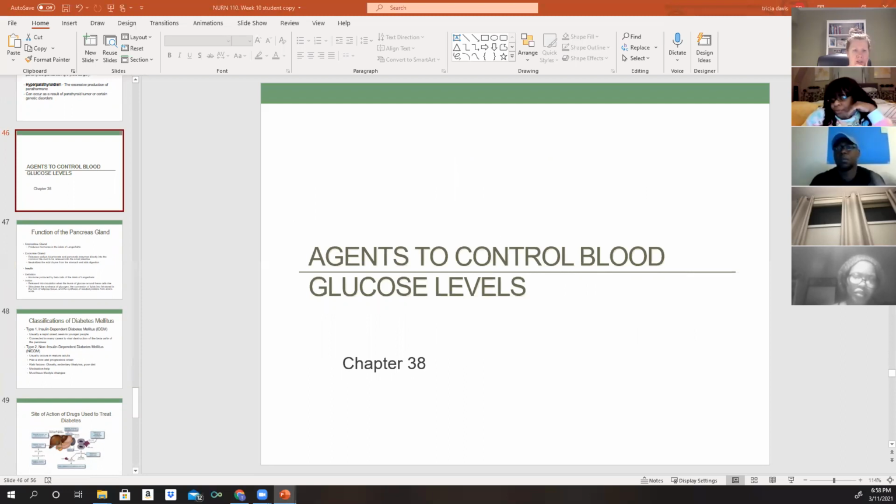So, agents to control blood glucose levels. This is important. You are always going to have to deal with patients that have blood glucose issues. I feel like every day you're going to have patients that you're giving insulin to. Again, this is a brief overview. We're going to go into a lot more of this information when we get into metabolism.